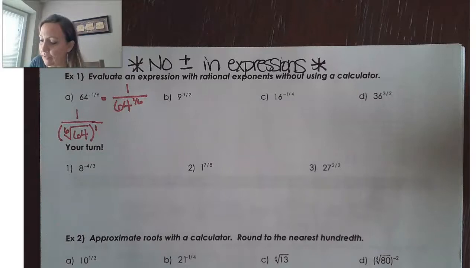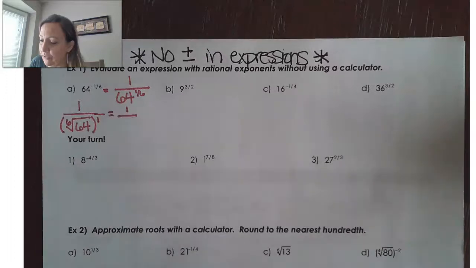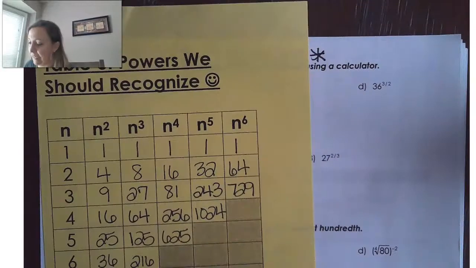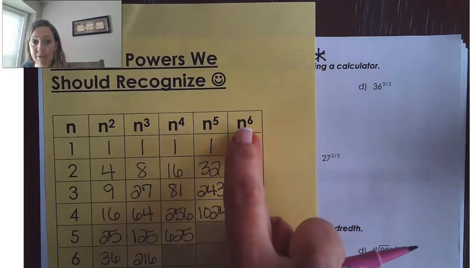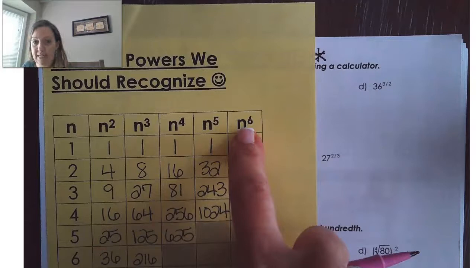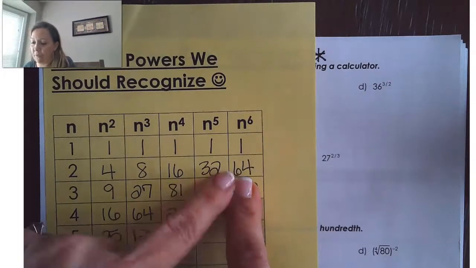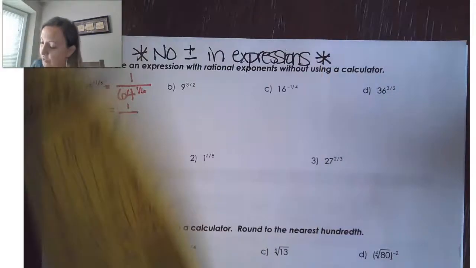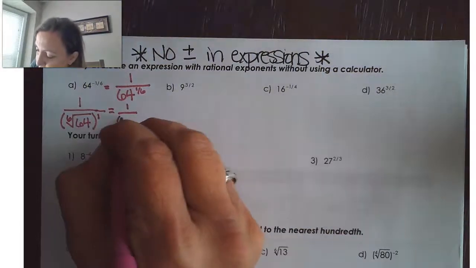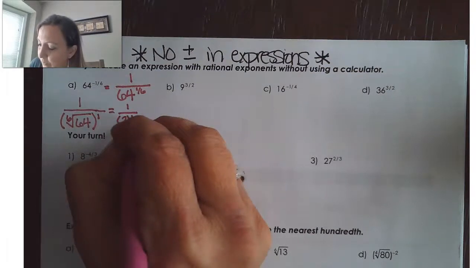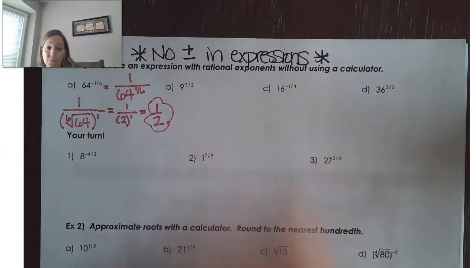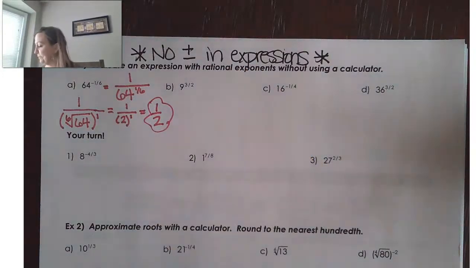Okay? So now I would want to take the 6th root of 64. And if I'm not sure what that is, I can go to my power chart. And since I'm looking for the 6th root, I'm going to look at n to the 6th. And I see that the 6th root of 64 would be 2. So that's going to be 1/2 to the first, which is just 1/2. And that's what 64 to the negative 1/6 is.